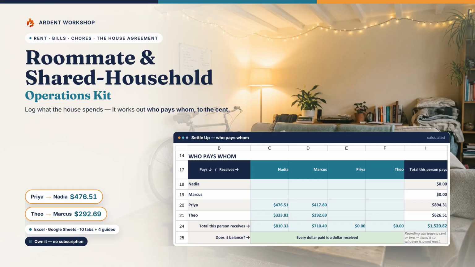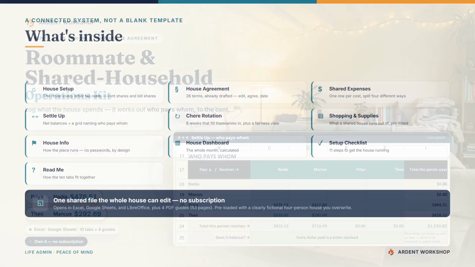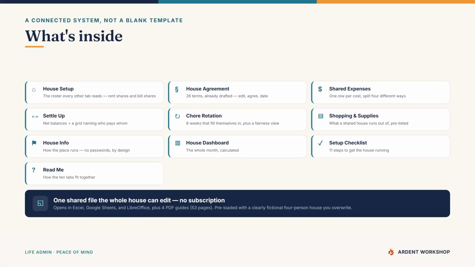This kit answers them in one file the house owns. 10 connected tabs, a roster, a 26-term house agreement, a shared expense log, a settle-up that names who pays whom, a chore rotation that fills itself in, a shopping list, a house reference, and a dashboard that calculates the whole month. Plus 4 PDF guides, 53 pages.